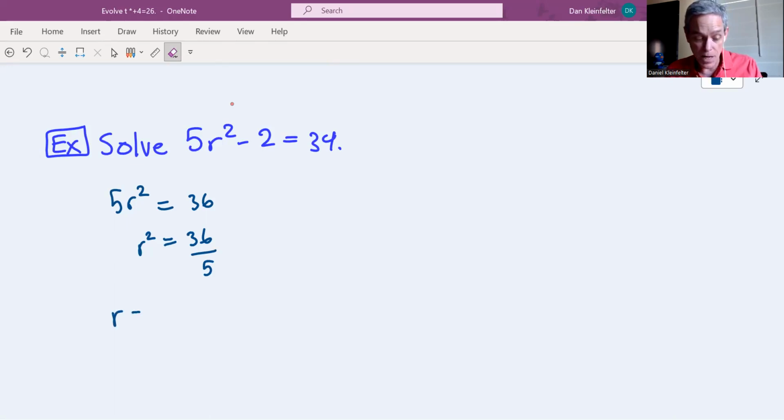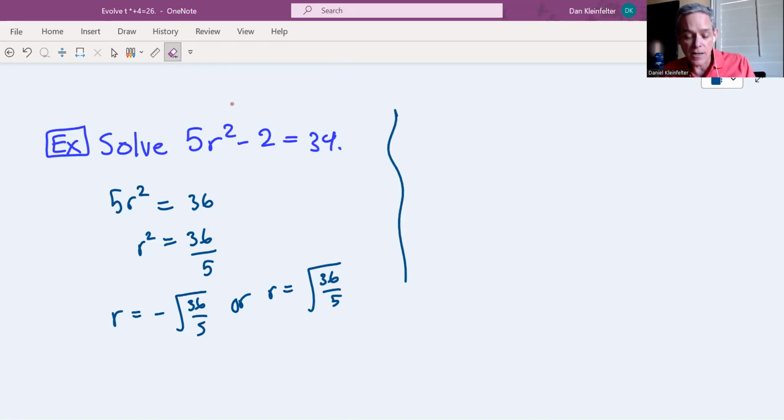That means that r is minus the square root of 36 fifths, or r is plus the square root of 36 fifths. And then, once again, I'll need to simplify that square root.